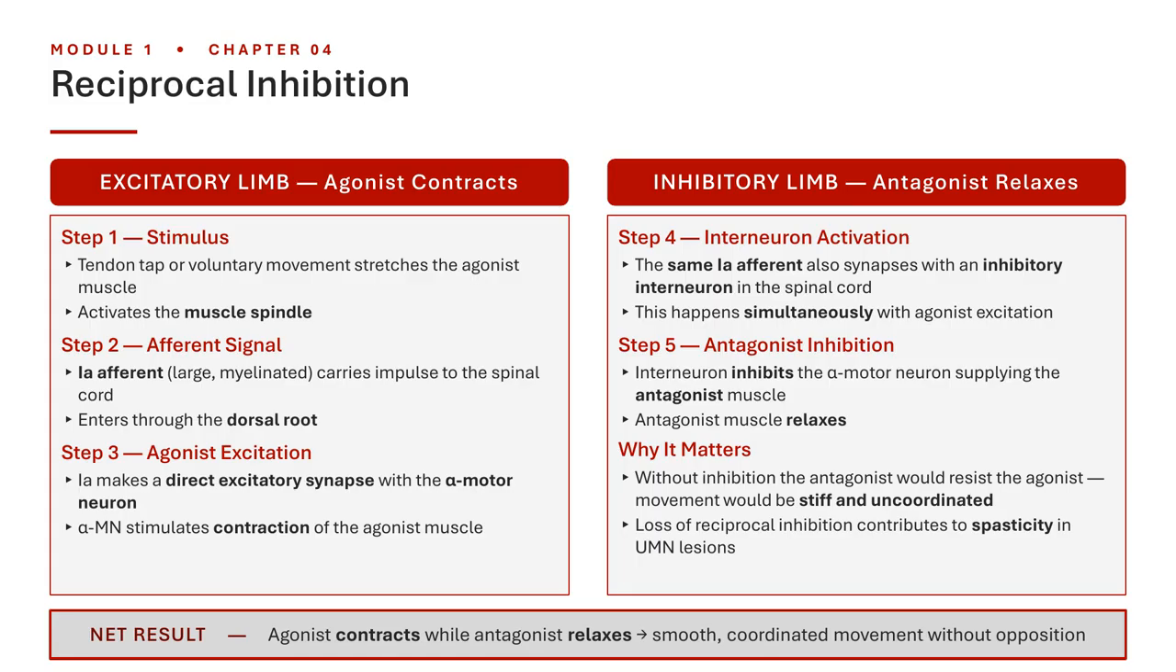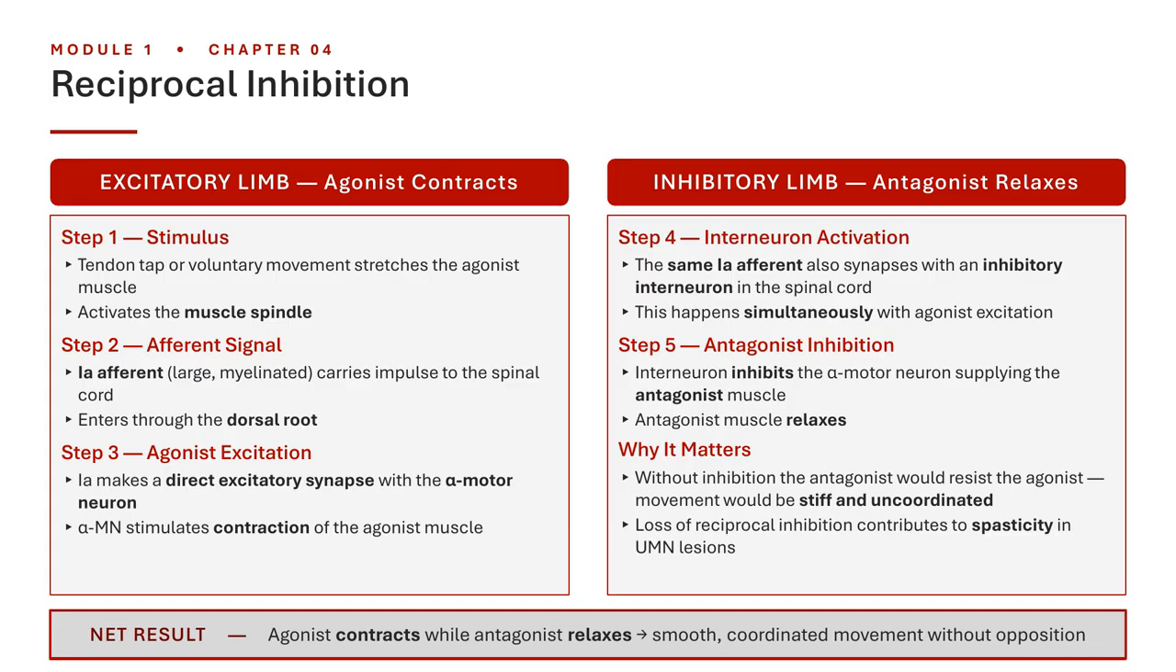Reciprocal inhibition. Let's trace both limbs of this reflex together. The excitatory limb first. Step 1. A tendon tap or voluntary movement stretches the agonist muscle and activates the muscle spindle. Step 2. The IA afferent, large myelinated, carries the impulse to the spinal cord via the dorsal root. Step 3. The IA makes a direct excitatory synapse with the alpha motor neuron of the agonist. The agonist contracts. Now the inhibitory limb, and this happens simultaneously.